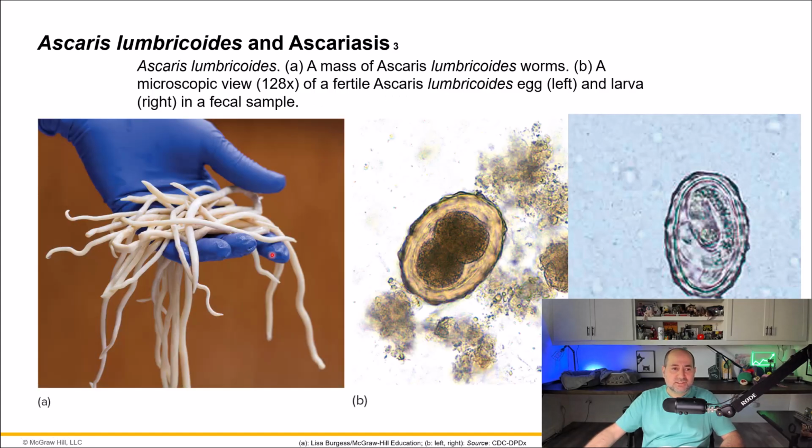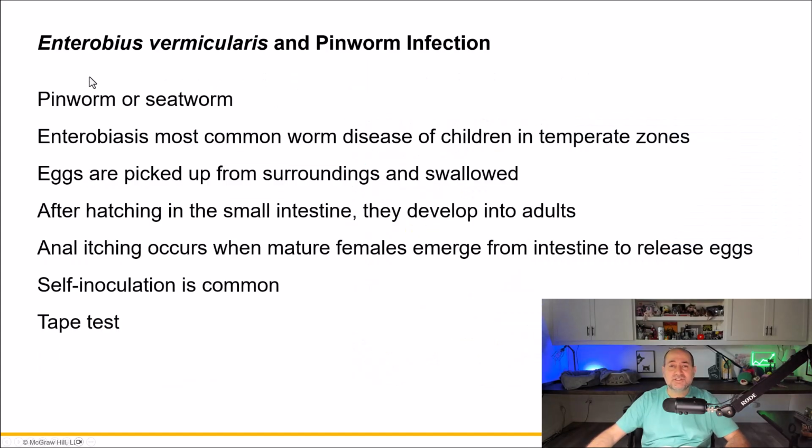Here you can see just how large these worms are. They are as long as this person's hand. However, remember, it's those eggs that are ingested and passed on in the feces, and these eggs are microscopic. Here's a microscopic view of a fertile Ascaris egg, and here's the larva on the right from the fecal sample. Next, another roundworm with cycle A. This is Enterobius vermicularis and pinworm infection.